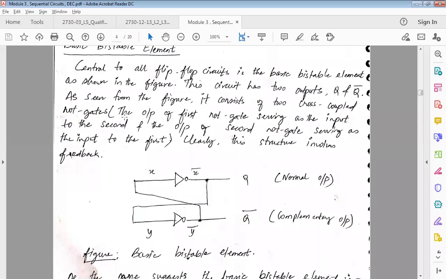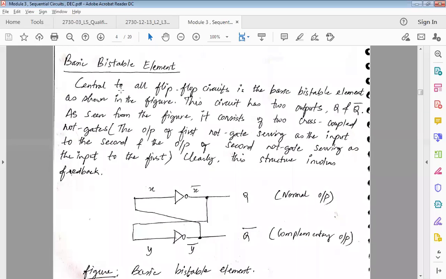We will just go through the information so that it becomes easy for us to take off to the other topics. Central to all flip-flop circuits is the basic bistable element. This is going to be our basic element that we will be using for our explanations. This circuit has two outputs, Q and Q bar, which I've already mentioned. As seen from the figure, it consists of two cross-coupled NOT gates.